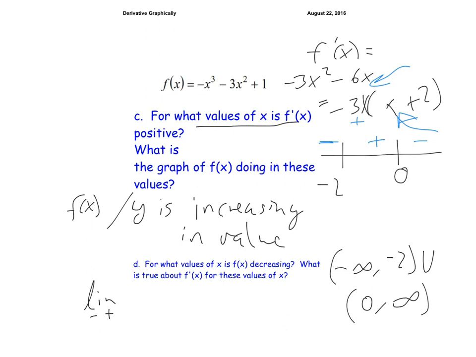Alrighty, and this is union. I'm not going to insult your intelligence by explaining that, but this is when the slope is negative. And then, oh, I didn't write it over there. That would be from negative 2, not including negative 2, all the way up to 0. What is the function doing at those points? It's decreasing in value. So let's continue.